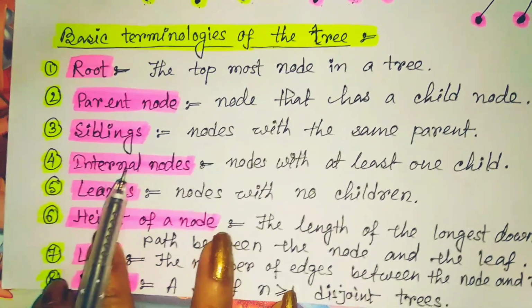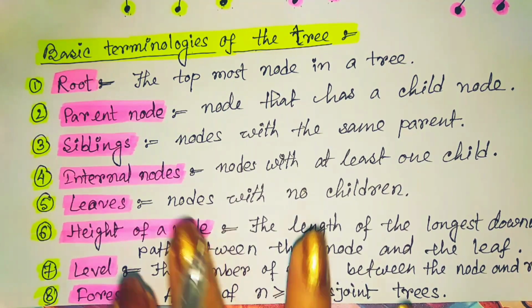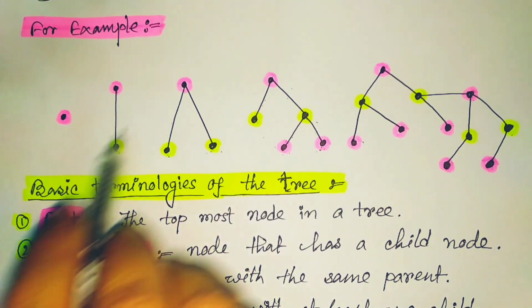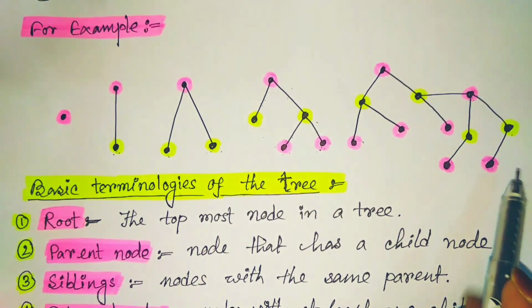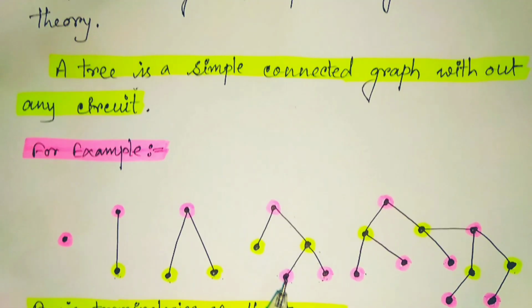And one more thing, that is called the forest. A set of n greater than or equal to 1 disjoint trees is called a forest. So if we consider all those graphs together, then this together may create a forest. So these are the few terminologies regarding the tree.